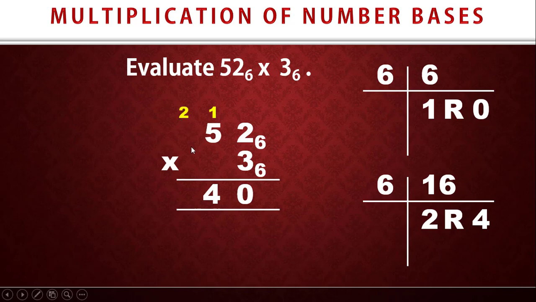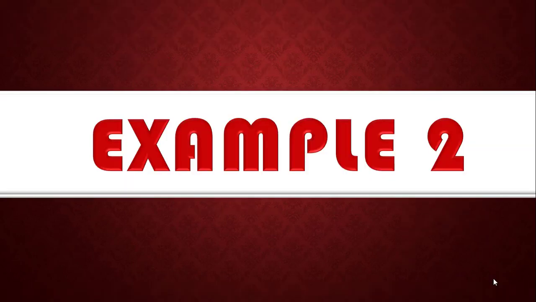So we have 2 there. Then if you look at this place now, there is no other digit here, so that means we can just write the 2 directly. Our final answer here for the multiplication is 240 in base 6.